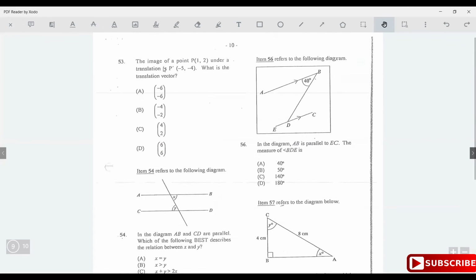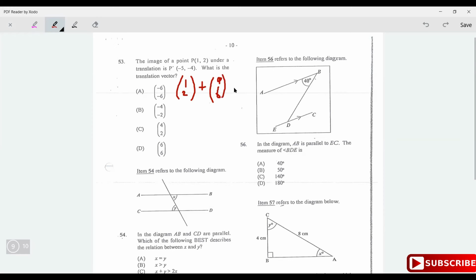Question 53. It says the image of the point 1, 2 under a translation is P prime of -5, -4. What is the translation vector? So you have a point P. A point P is 1, 2. I like to put it in vector form. And we have some translation vector. I don't know. Let's call it translation vector AB.